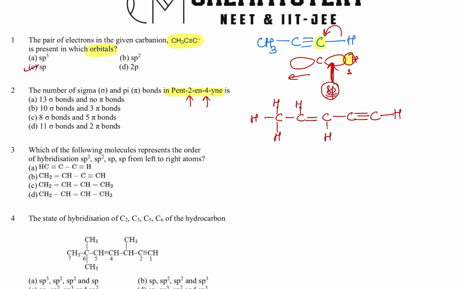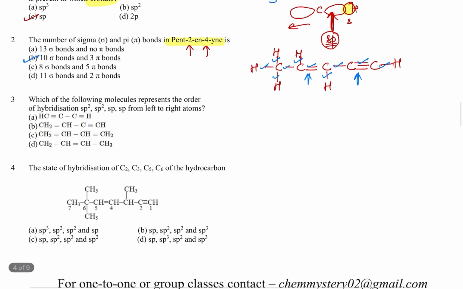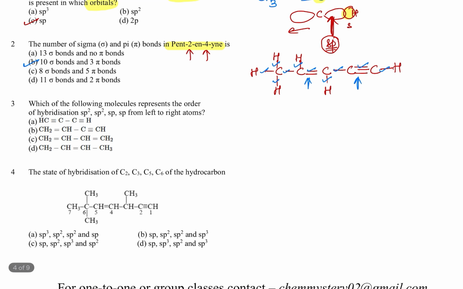So let's calculate the number of sigma bonds first. 1, 2, 3, 4, 5, 6, 7, 8, 9 and 10. 10 sigmas we are getting. So only one option gives 10 sigma, so the option should be B. Pi also you can calculate. 1 here and 2 here, so 3. So your option will be B, 10 sigma bonds and 3 pi bonds for pent-2-en-4-yne. Next question.